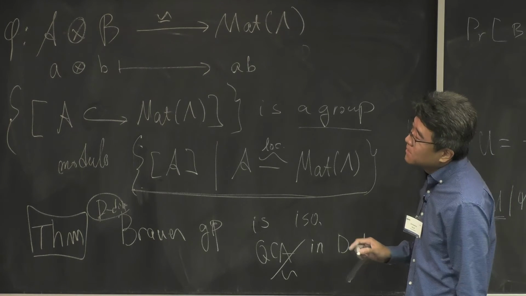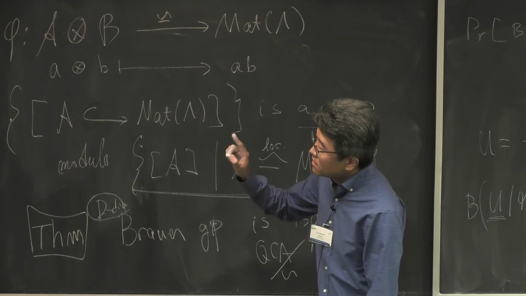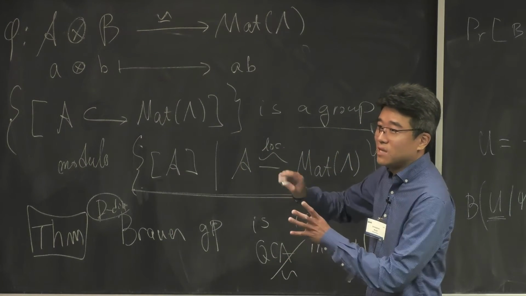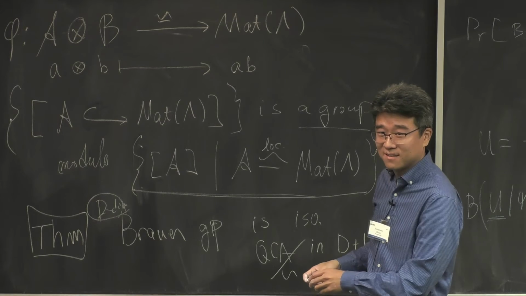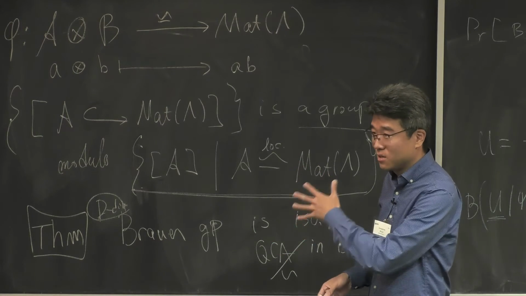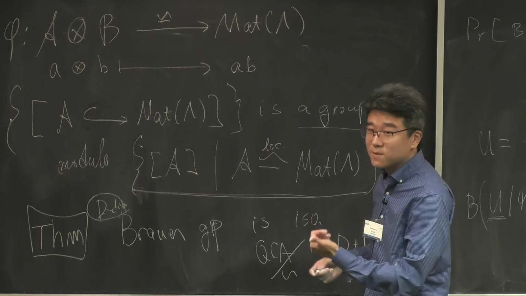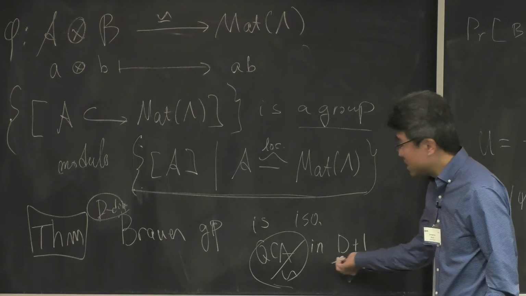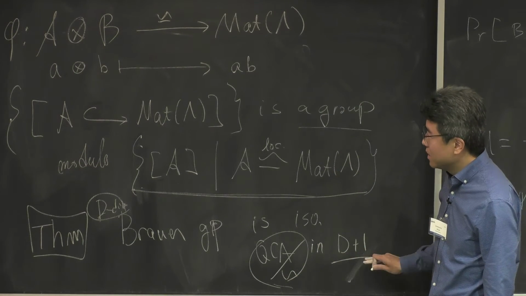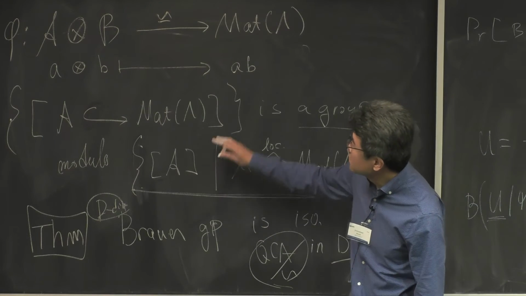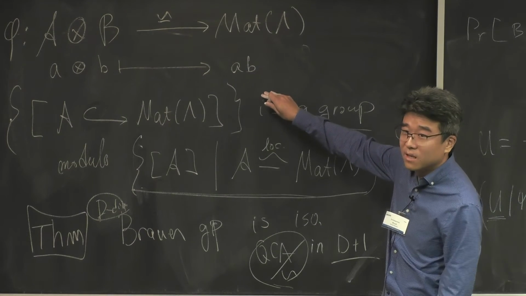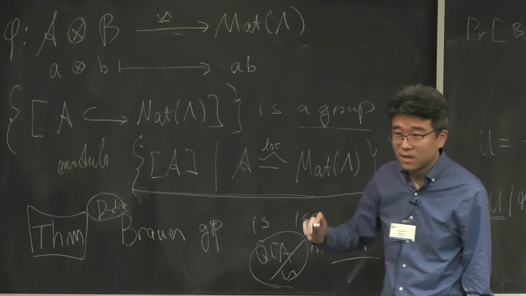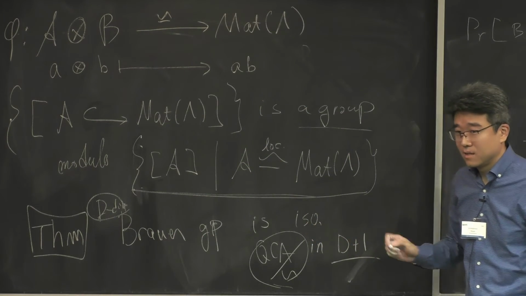But the point is that the group of all QCAs modulo unitary circuits and shifts, that object that lives in the D+1 dimension, is isomorphic to this rather abstract-looking abelian group of algebras in one dimension lower. They're just the same thing.